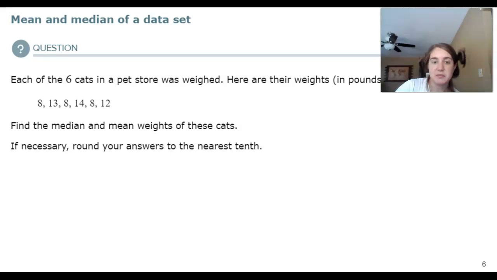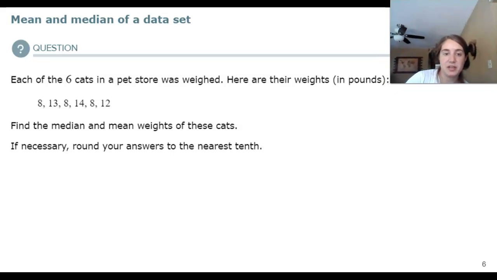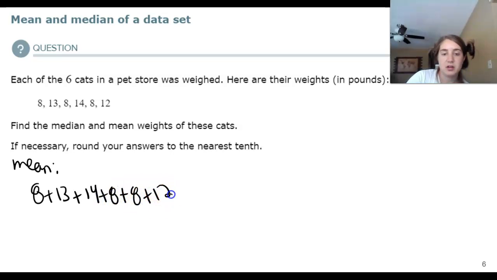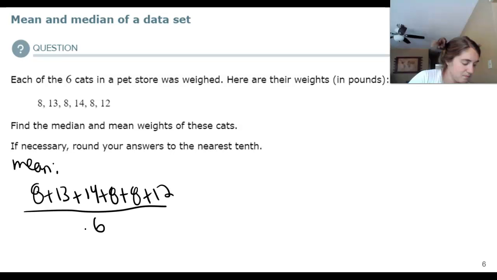This asks us to find the mean and the median of the following data. So let's find the mean first. We'll add up all these, and I divide by 6. 63 divided by 6 to the nearest tenth would be 10.5.